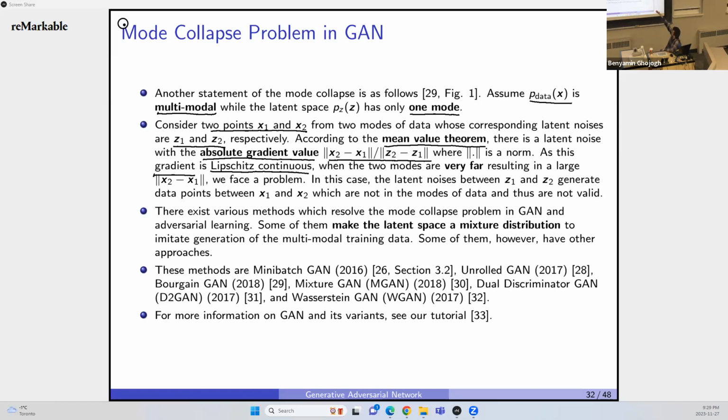I already have talked about Lipschitz continuity in this course, I believe. When the two modes are very far, resulting in a very large norm of X2 minus X1, we face a problem. In this case, the latent noises between Z1 and Z2 generate data points between X1 and X2, which are not in the modes of data and thus are not valid. So this is another representation of mode collapse. It says that going from X1 to X2, there is nothing in between them in the real-world images or distribution, but we generate them. This is wrong.